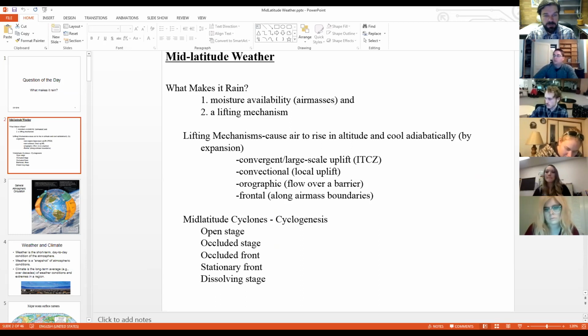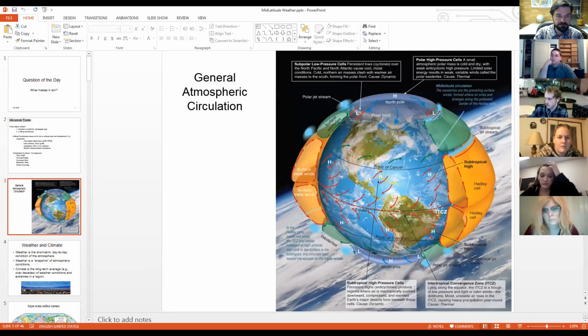Okay, and then we'll talk about mid-latitude cyclones, and these are not cyclones in the sense of tornadoes and hurricanes. These are cyclones in the sense of spiraling, cyclical moving air masses that move all the way across the continent. So quick review is general atmospheric circulation.